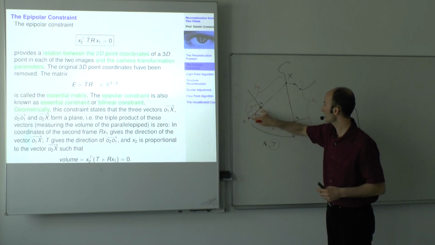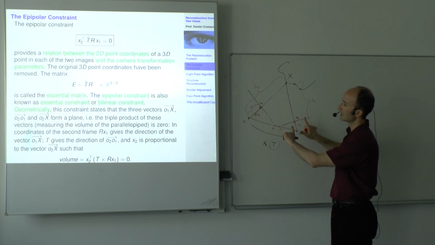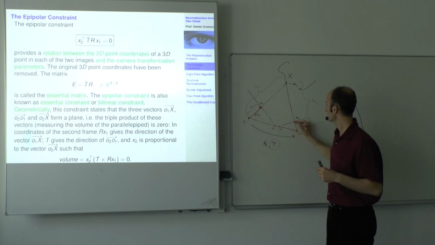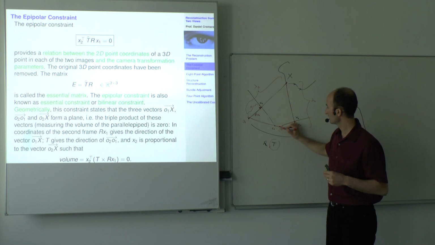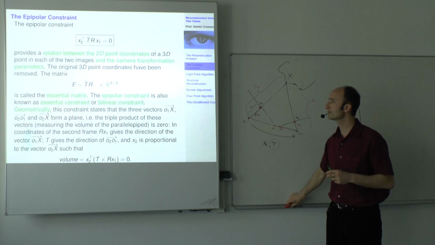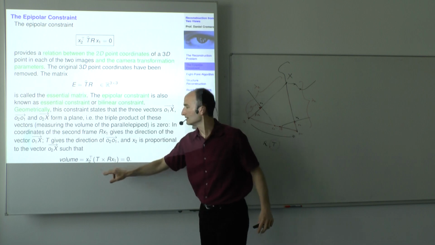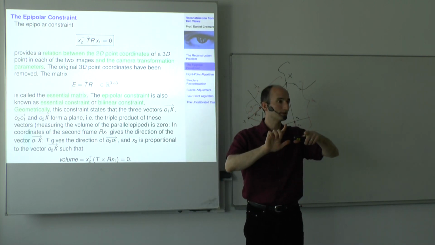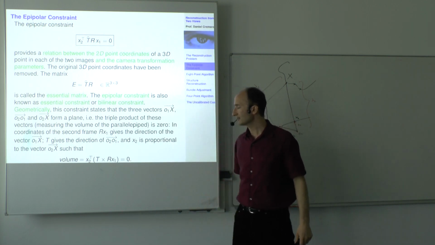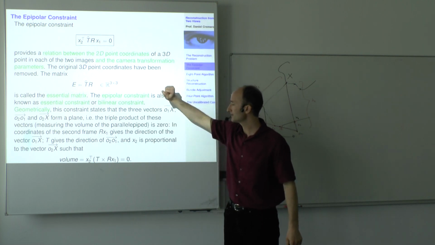So this is Rx1, this is T, so T cross Rx1 times x2 exactly defines the volume spanned by these three vectors, 1, 2, and here the third vector pointing this way. All right, so if I construct the triple product of these three vectors, it defines the volume that they span. And this volume is 0. And that is exactly what the epipolar constraint that you have above states.